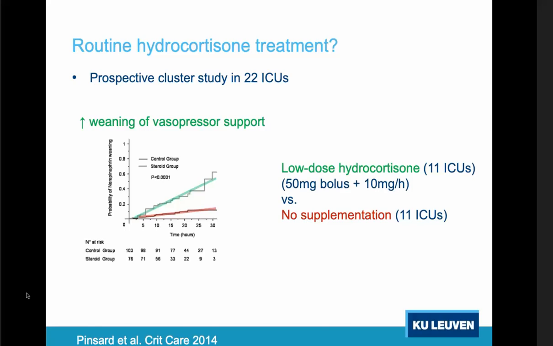These are the results of the prospective cluster study in France, which at first sight could suggest a benefit of routine administration of hydrocortisone. In this study, it was shown that in ICUs that routinely administered a so-called low dose of hydrocortisone, as noted here, patients were on average weaned faster from vasopressor support than patients admitted in ICUs that did not give routine hydrocortisone supplementation.